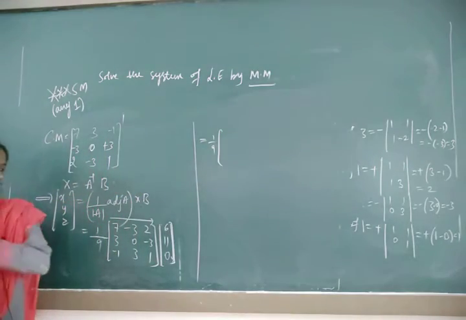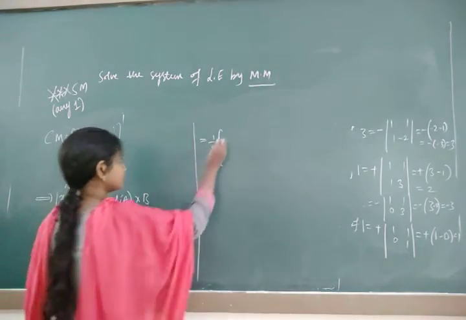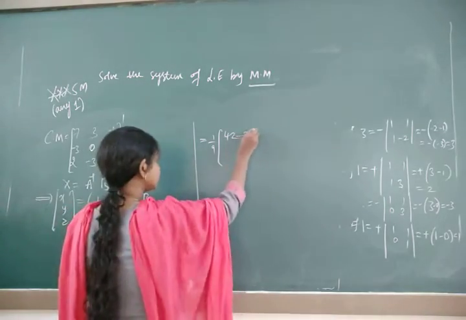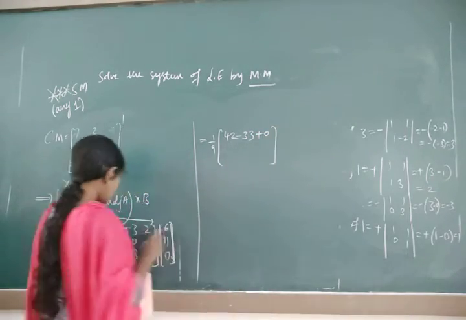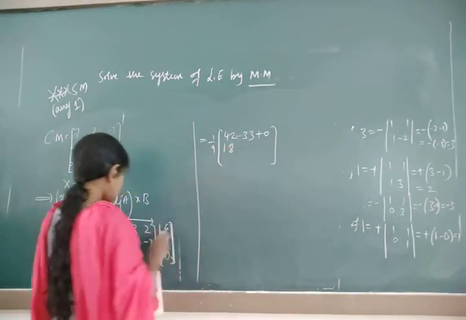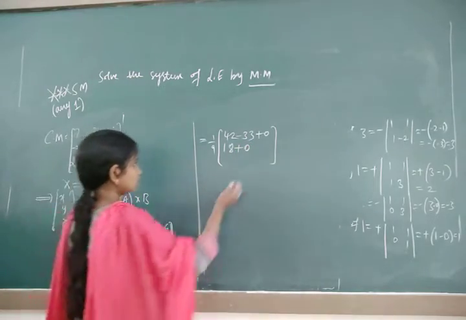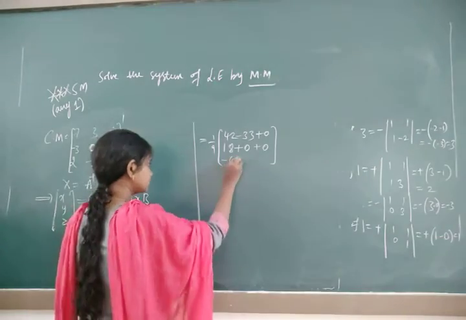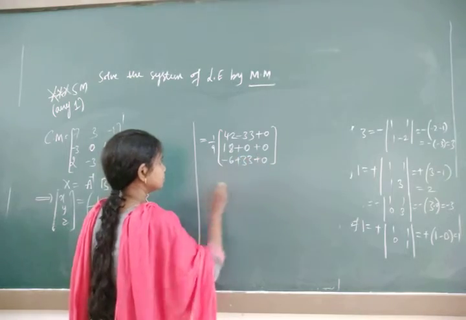Multiply row with the column. When you multiply row with the column, what are you going to get? 7 6s are 42. Minus 1 into 11, into 3, it's a minus 33. Plus 2 into 0, it's a 0. Next, second row with the column, 3 6s are 18. 0 into 11, 0. Minus 3 into 0, 0. Next, minus 1 into 6, minus 6. 3 into 11, 33. Plus 0.